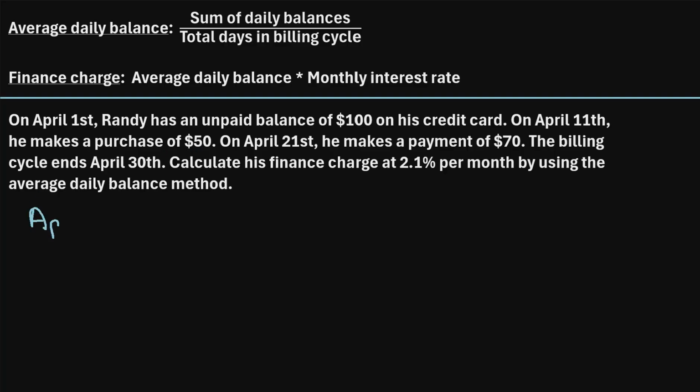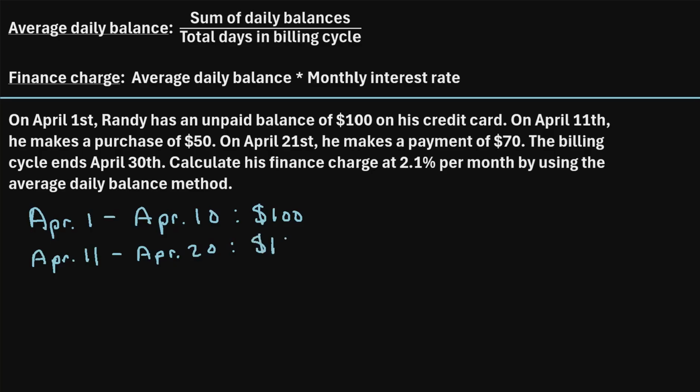From April 1st through, let's call it April 10th, his balance is $100. And then on April 11th, he makes a purchase. So his balance is going to jump up to $150. And then it looks like he's going to carry that balance until April 21st when he makes a payment. So we can say from April 11th through April 20th, the balance that he was carrying was $150.